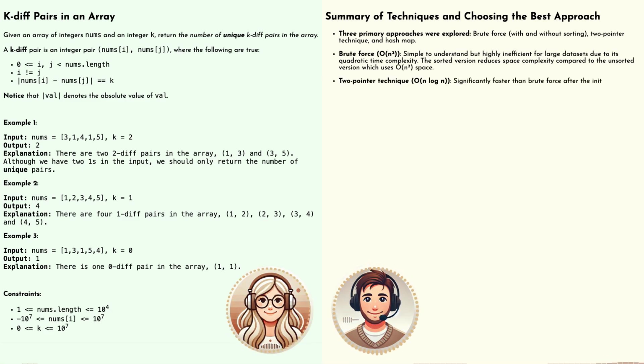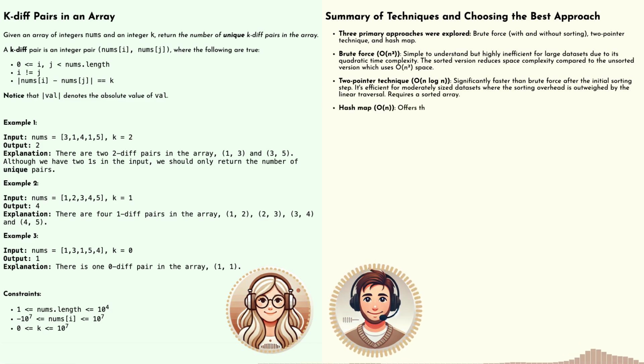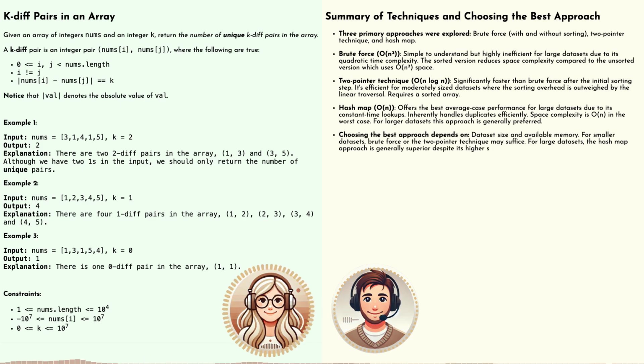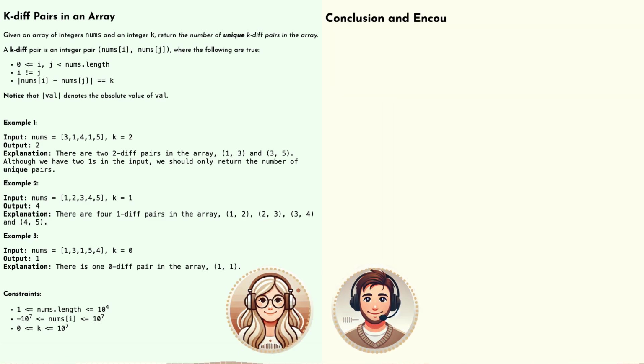This has been such a cool deep dive into finding K-Diff pairs. We started with the simple but slow brute force approach, then we moved on to the elegant two-pointer technique, and finally we got to experience the power of hash maps for that maximum efficiency. Yeah, it's a great example of how understanding different algorithms can really help you write smarter and more efficient code. There's almost always more than one way to solve a problem, and the best solution depends on the situation.